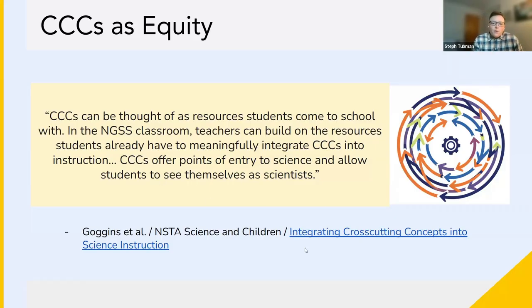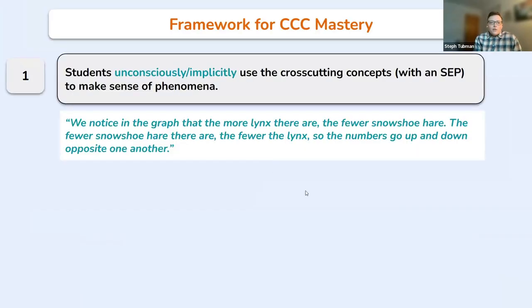So something cool that this quote points out is that CCCs offer points of entry to science and allow students to see themselves as scientists. So I think that's a very cool point to keep in mind. All right, with all of that in mind, I'm going to walk us through the 5 parts of the framework for CCC mastery. So there'll be like a student performance that comes up and then an example of what that might look like in the classroom.